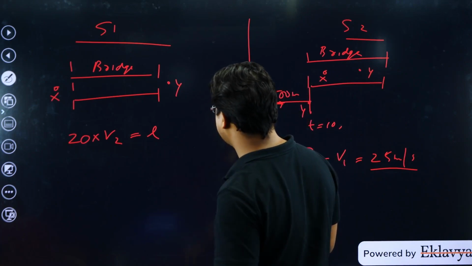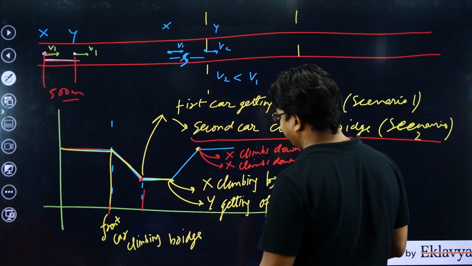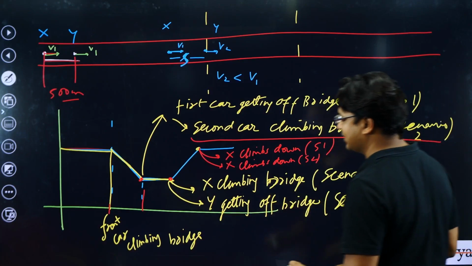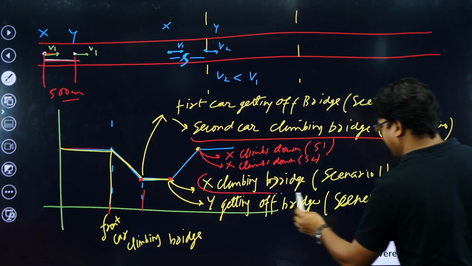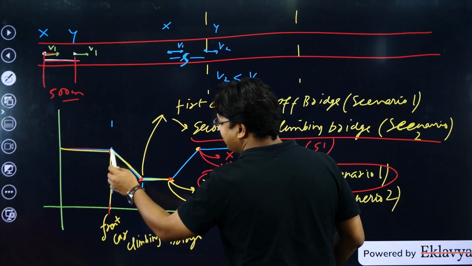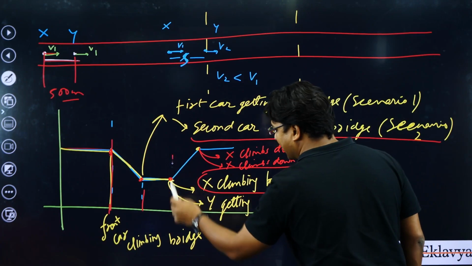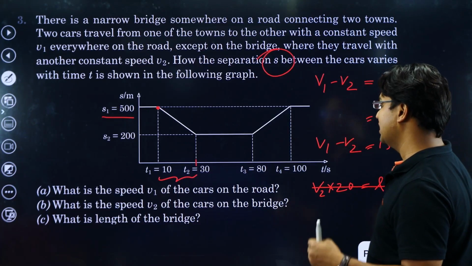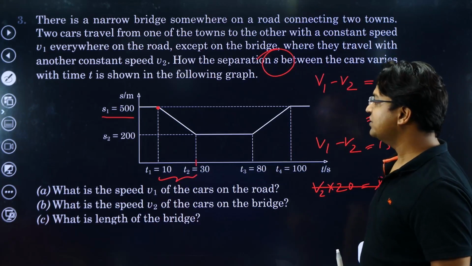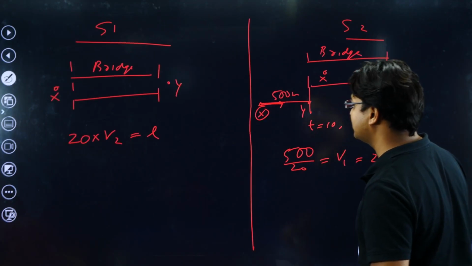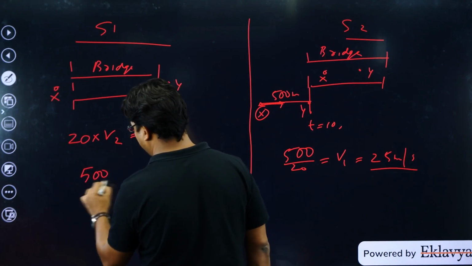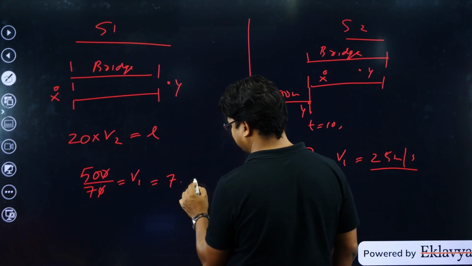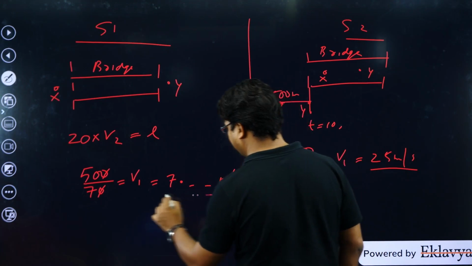What else can we talk about in the second scenario? Now, Y has got off, and here the second car is climbing. The X car has climbed. In scenario 1, this is where X climbs. When Y climbs the bridge, time was 10 seconds. When X climbs the bridge, time was 80 seconds. So X took 70 seconds to cover 500 meters. In this case, 500 by 70 would be V1, which is 7 point something meters per second. That would be the value of V1.